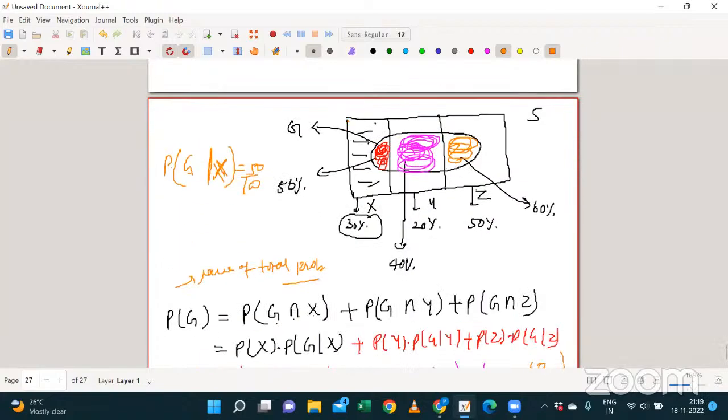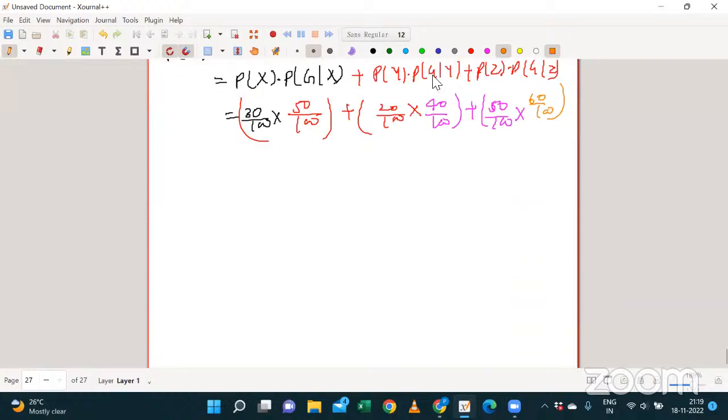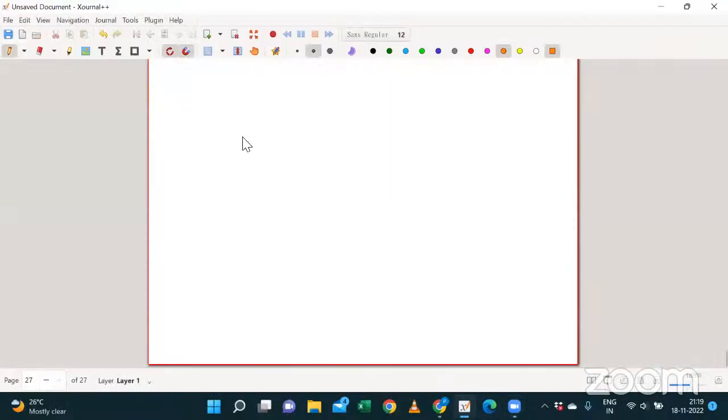Simply, I can draw a Venn diagram. I have 3 colleges, X, Y, and Z, and there is an event that participants are girls. Those participants can be from college X, college Y, or college Z. Are you getting it or not? This conditional probability thing is very confusing. It's a simple thing. You are talking about the law of total probability, right?